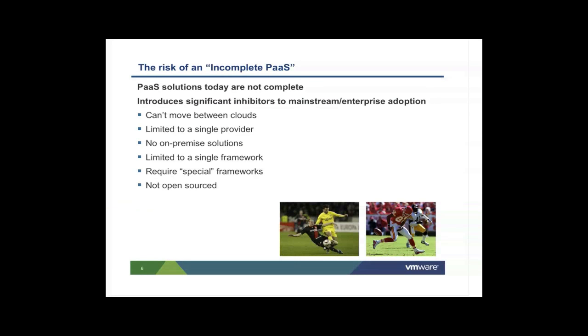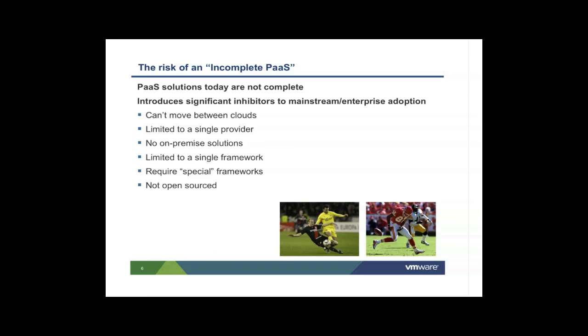You may ask yourself, why do we need another PaaS? There is a lot of PaaS out there, PaaS solutions. The reality is that PaaS solutions in the marketplace are not complete. They introduce significant inhibitors to mainstream and enterprise adoption. Specifically, you can't move between clouds. So when you choose your PaaS, you choose your cloud. In Cloud Foundry, we believe choosing your PaaS should be decoupled from choosing your cloud, and you should actually run on any cloud: your laptop, choice of public clouds, and build it yourself using open source bits.